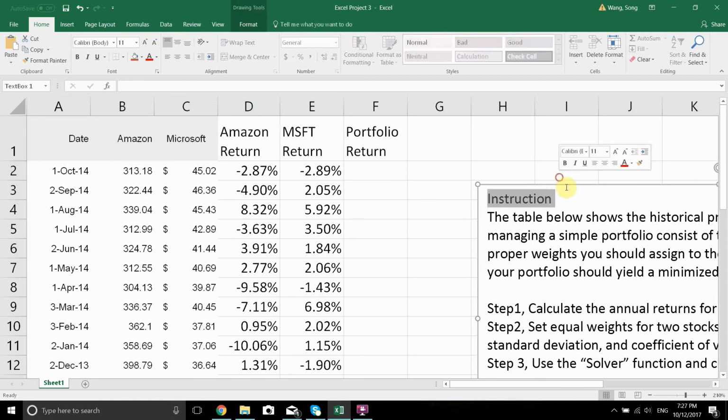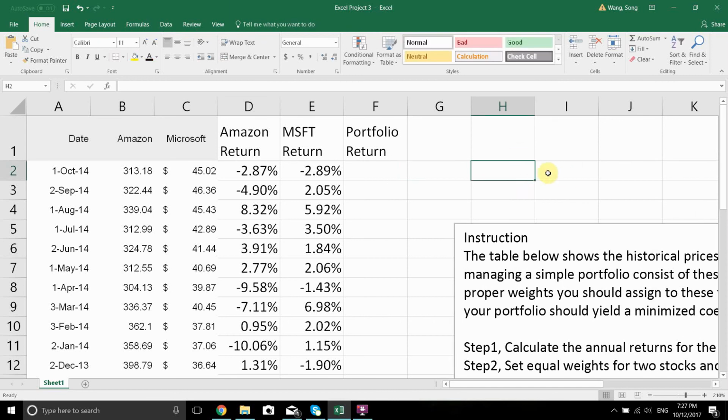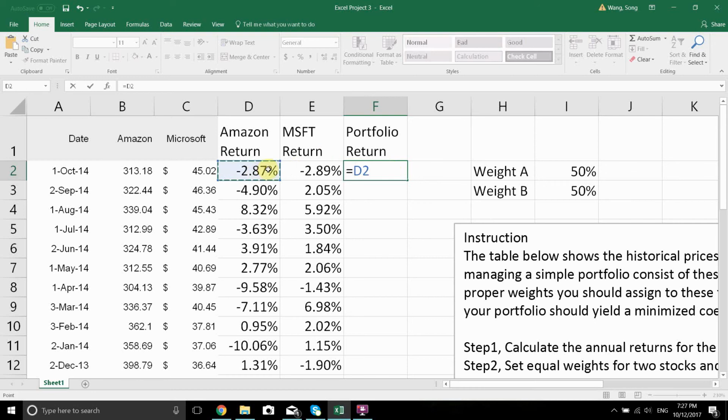And for portfolio return, it says you can assign equal weights right here. So let me just put right here weight A, that is 50%, and weight B is 50% as well. So that's called equal weight. And then I'm going to use the return of each stock multiplied by the weight of each stock, plus the return of another stock times the weight of another stock. So I got a product of a return and weights for each of the stock, then sum them up.